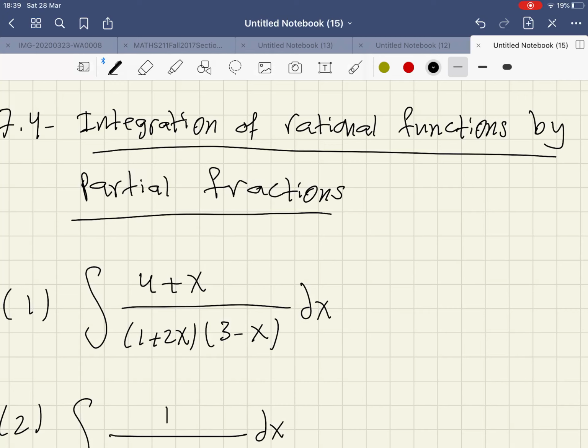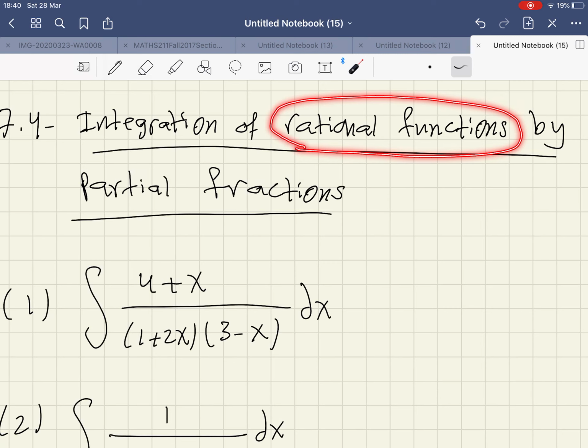Okay, welcome back to a new section, 7.4, which is integration of rational functions by partial fractions. The title of this section needs to be explained. Integration, we know what integration is. Now we need to remind you of what a rational function is, and then I need to tell you what the partial fraction is, because we will take a rational function and use the partial fraction method.